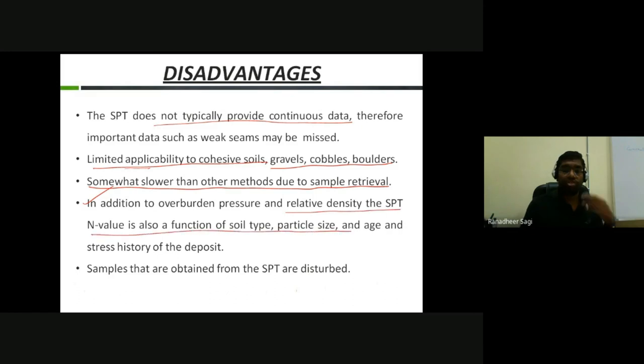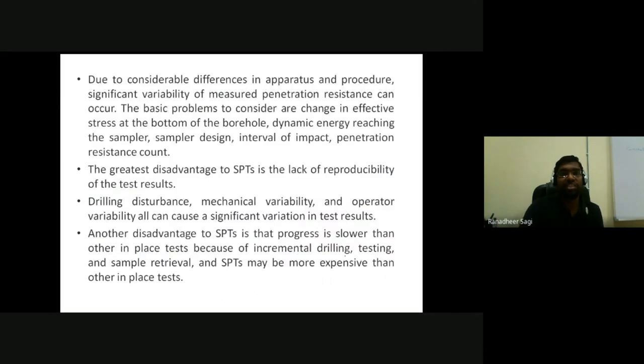In addition to the overburden pressure and relative density, the SPT N value is also said to be a function of your soil type, particle size, the age of that particular soil deposit, and the subsequent stress history, what that soil has experienced in the past. Samples obtained from this SPT test are considered to be in a disturbed state, as I have mentioned. Likewise, you have various other disadvantages of the SPT test.